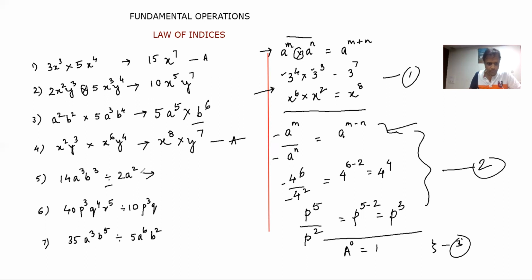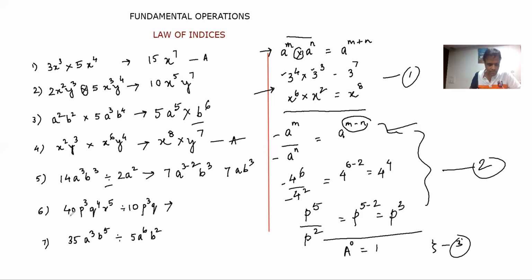Okay, 14 divided by 2 is 7. a to the power 3 divided by a to the power 2, which means a to the power 3 minus 2, m minus n, right? So the denominator will go in the numerator and the power will subtract. b cube, there is nothing in the denominator, so b cube. This is the answer, 7a b cube.